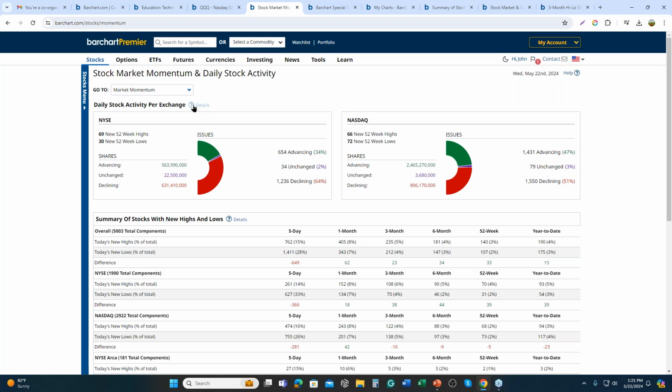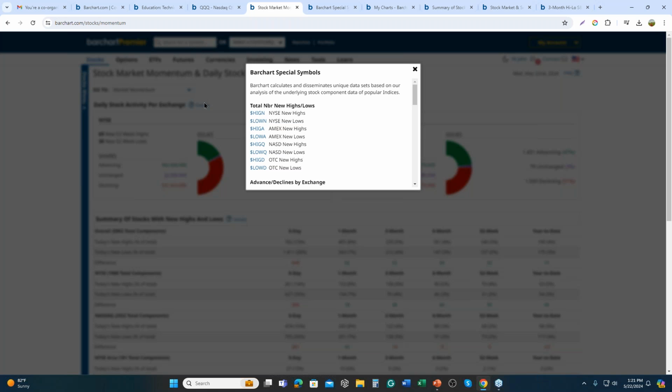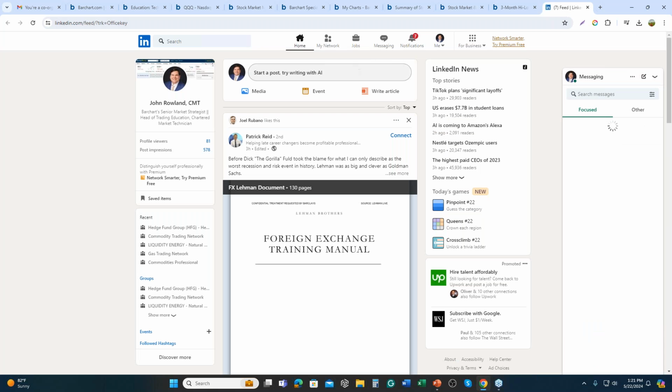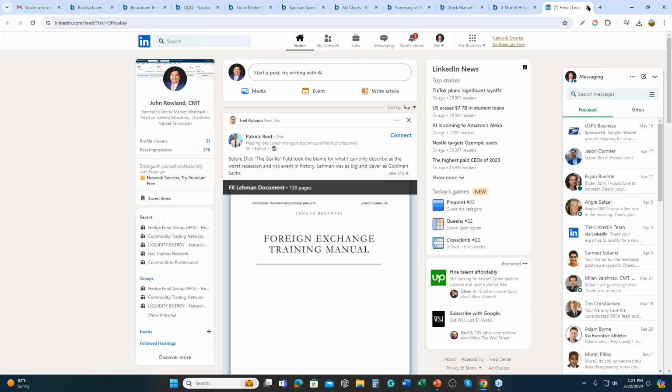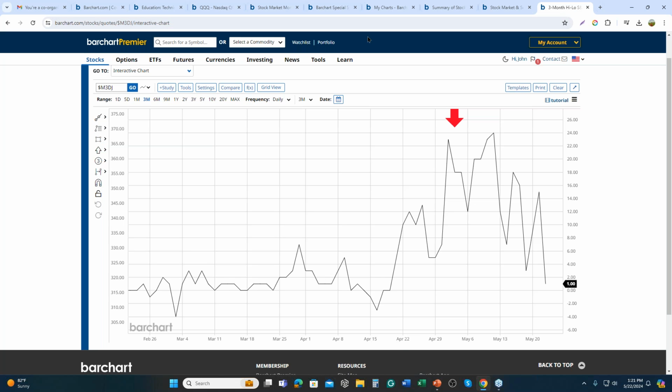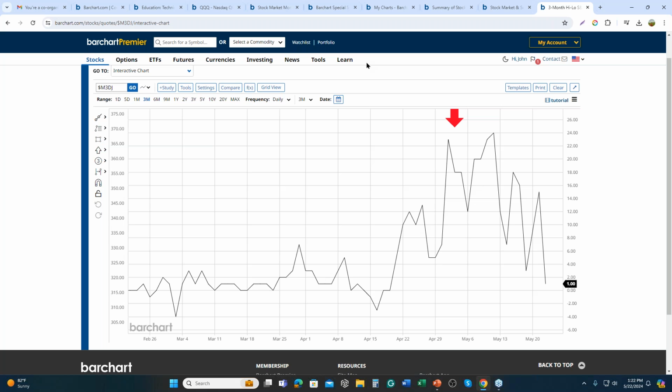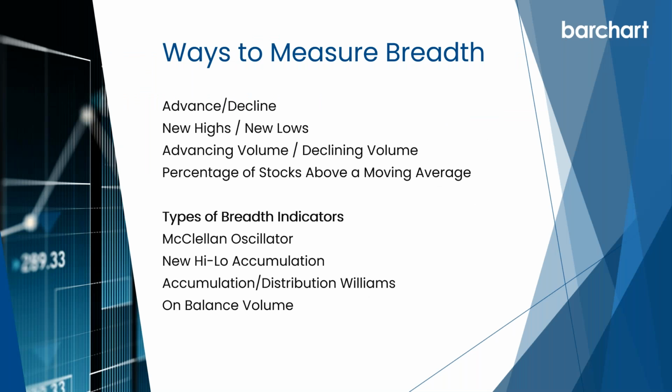Okay, so before I go into details, I want to show you there is an area where we can look at some of our special symbols. So let's do this. I'm going to go back to my slides. Whoops, not that. Let's close that out. Sorry, I don't know why that came up. Let's go back to my slides. Yep, there we go.